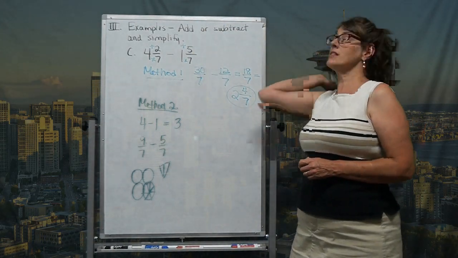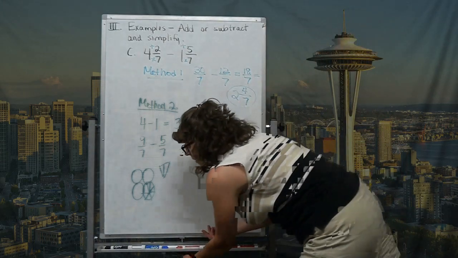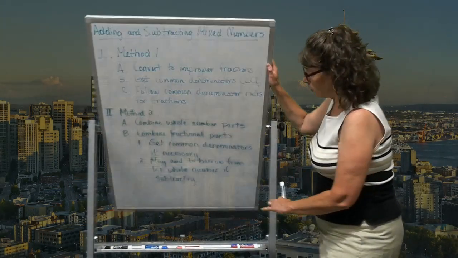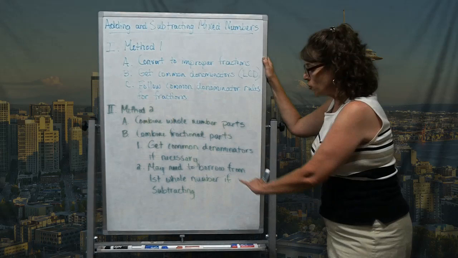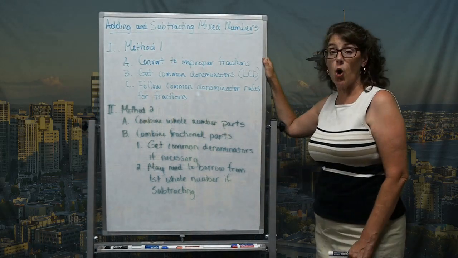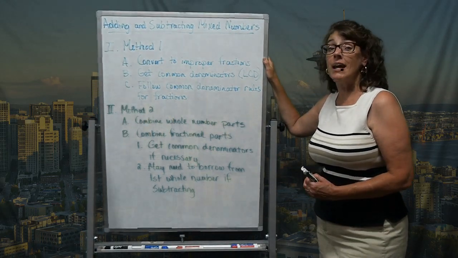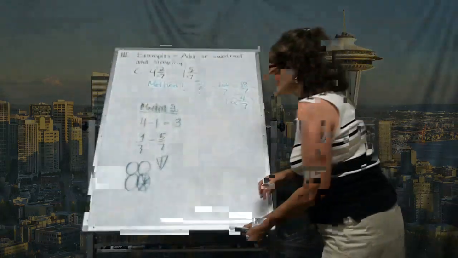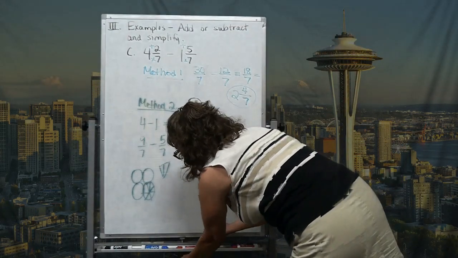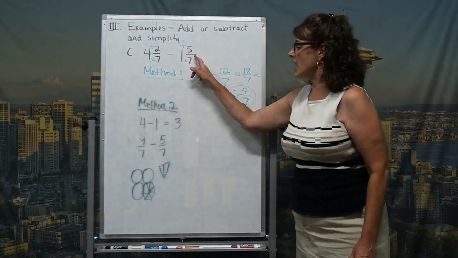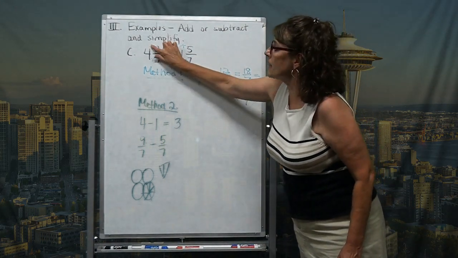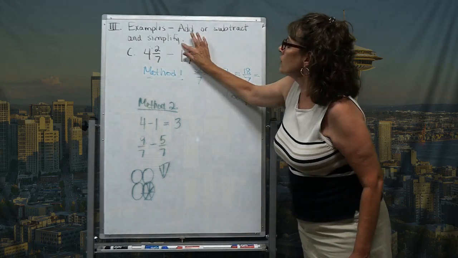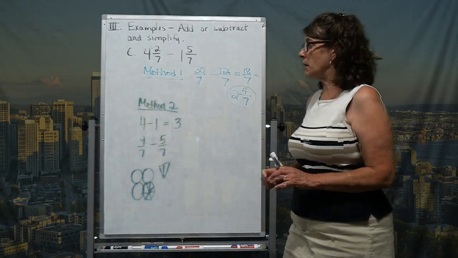So the crux of that second method, like I said before, notice in those steps, I said, well, if you're subtracting, you might need to borrow from that first whole number because you might not have enough to subtract those fractional parts. So if that's the case, and I can see right away from the very beginning that I cannot take 5/7 from 2/7, it's not going to happen. So that tells me, okay, I need to do a little bit of borrowing.